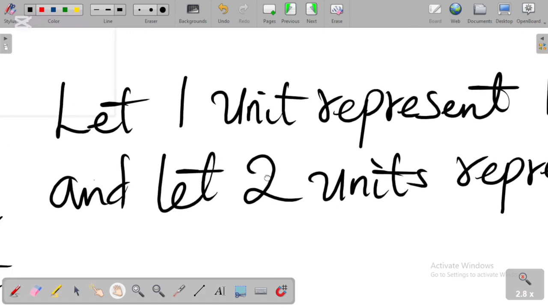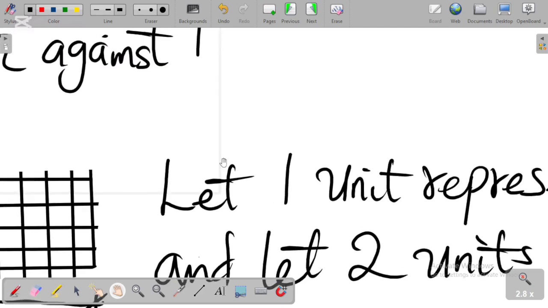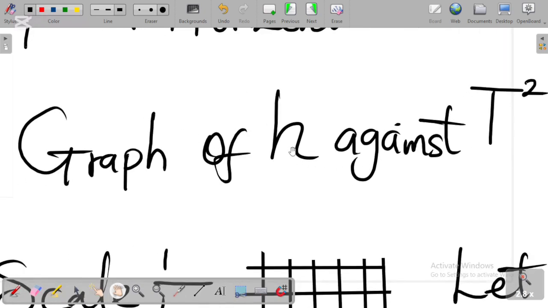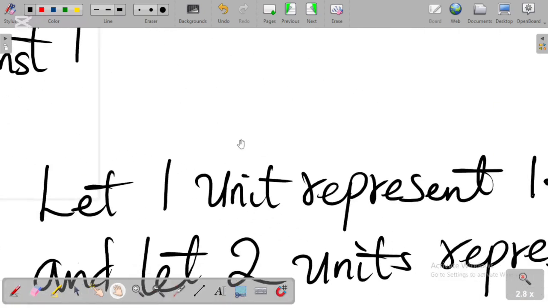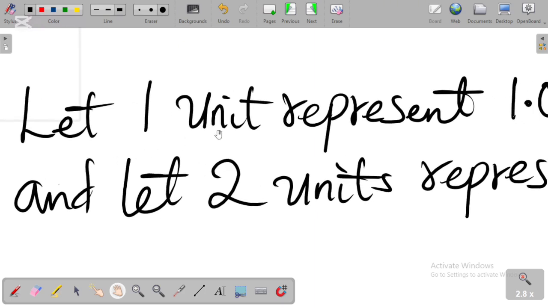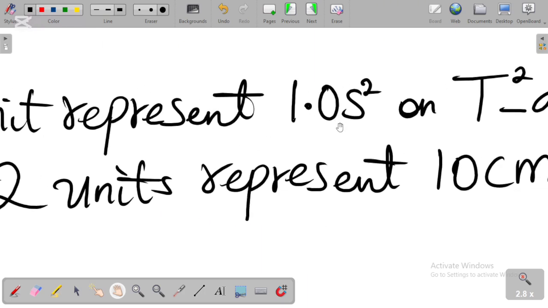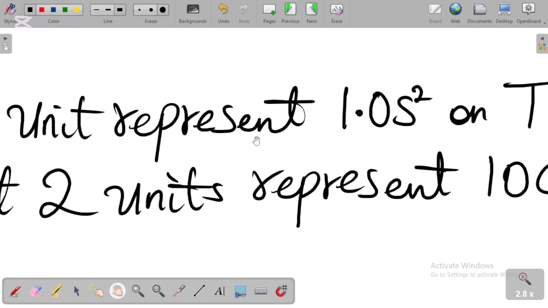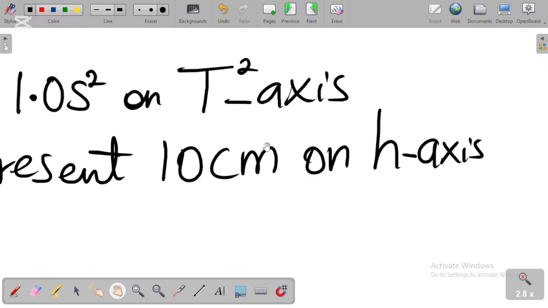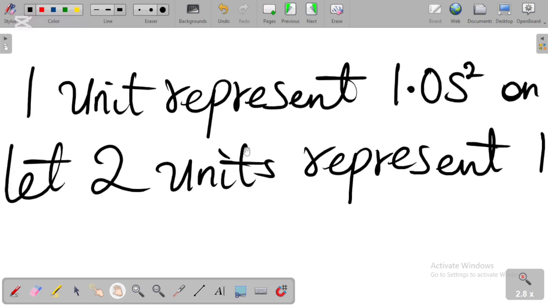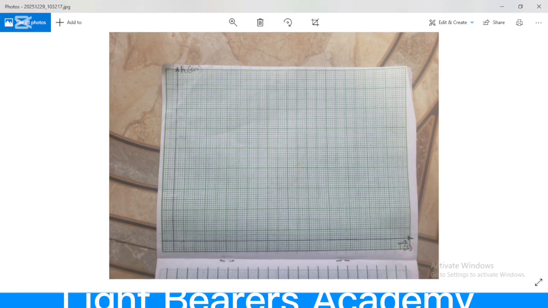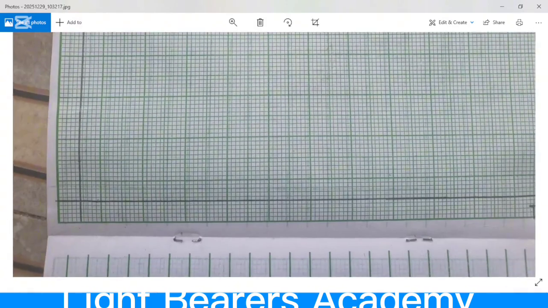So this is how to write your scale. Remember, before you start plotting a graph, the first thing you should do is to write the title of the graph. And after the title of the graph is to get your scale. And I chose 1 unit for 1.0 second square on t square axis. And then 2 units for 10 centimeter on h axis. Remember, everybody's scale cannot be the same. It is your choice. Alright, so this is the graph. This is a plain graph.